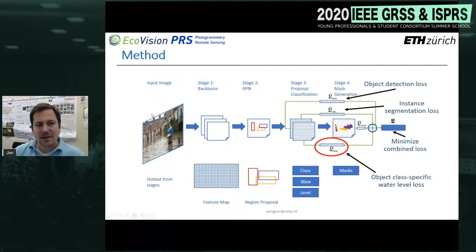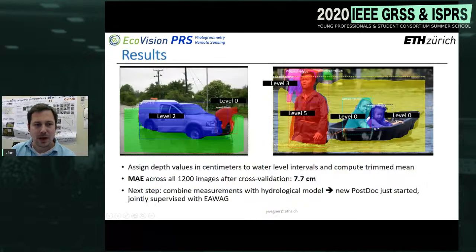Then we come up with an approach that is based on the well-known Mask R-CNN approach, which is an instance segmentation approach, but we add several refinements to it. So there is an object detection loss that is part of the original loss, and instance segmentation, so we distinguish different instances of the same object class, like different humans in the same image. Then we have this object class specific water level loss, which looks at how much of a particular object is occluded. We minimize the combined loss, which tells us a water depth per object instance. Then we have a post-processing step where we have all the different water levels per object instance.